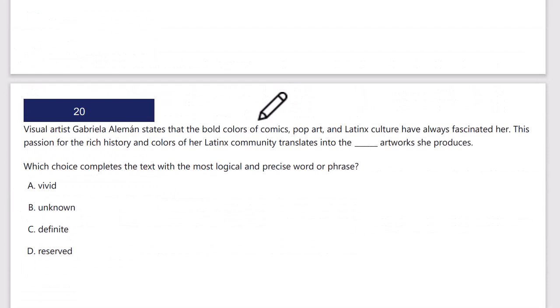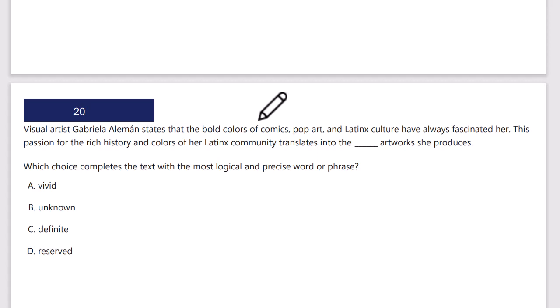Visual artist such and such states the bold colors of comics, pop art, and Latinx culture have always fascinated her. This passion for the rich history and colors of her Latinx community translates into the blank artworks she produces.